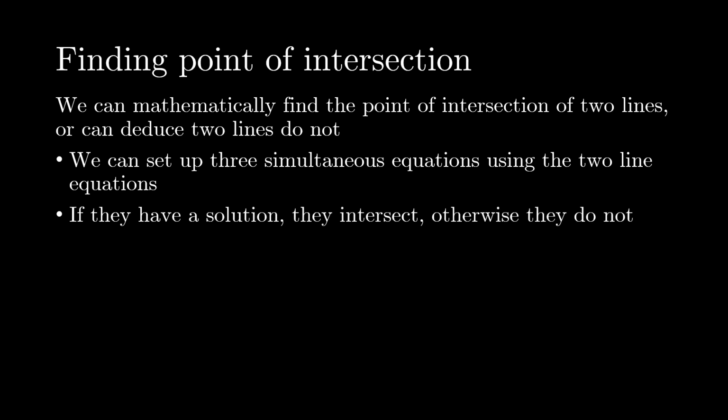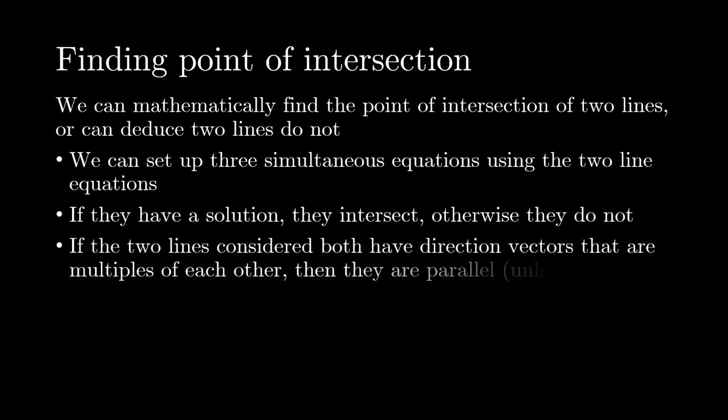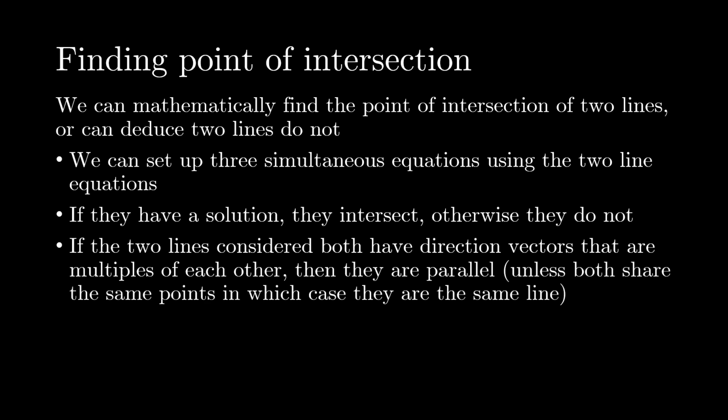Otherwise, they do not. And if two lines considered both have direction vectors that are multiples of each other, then they are parallel, unless both share the same points, in which case they are the same lines. So for instance, if R0 was equal for both, then they would be the same line, so they would always intersect in that regard.